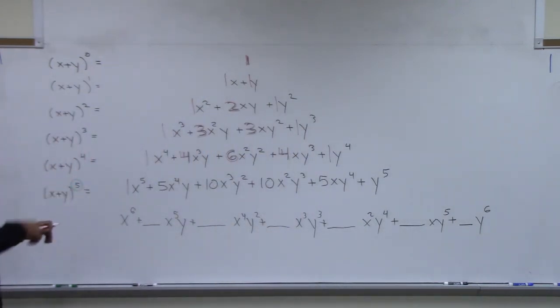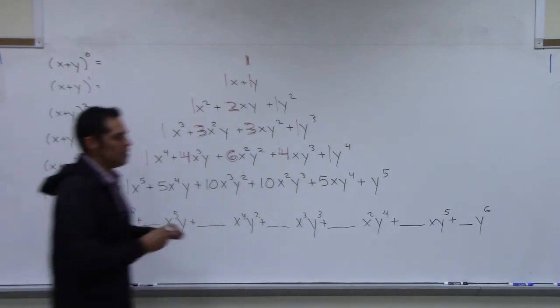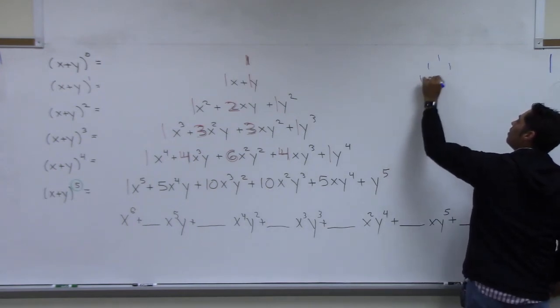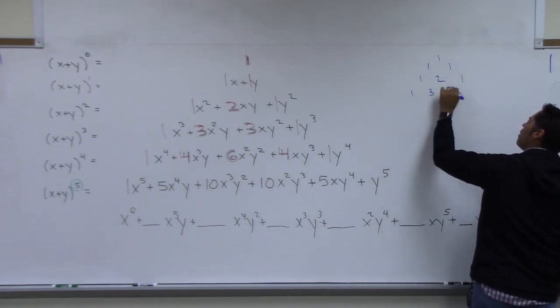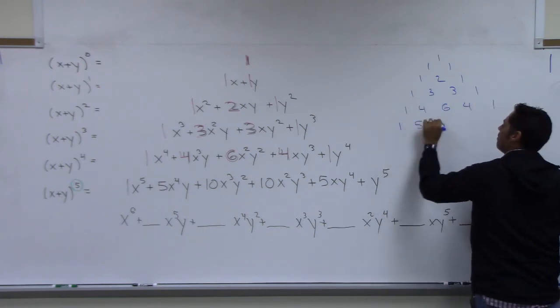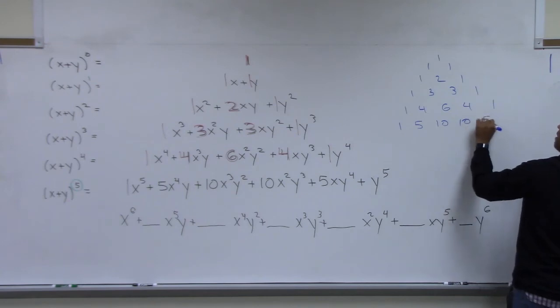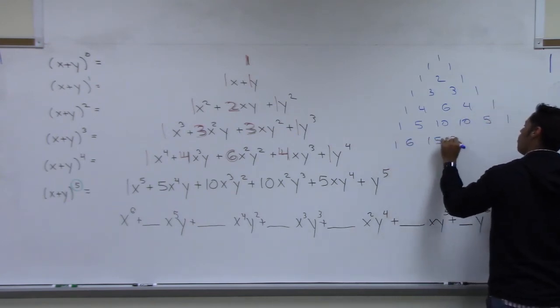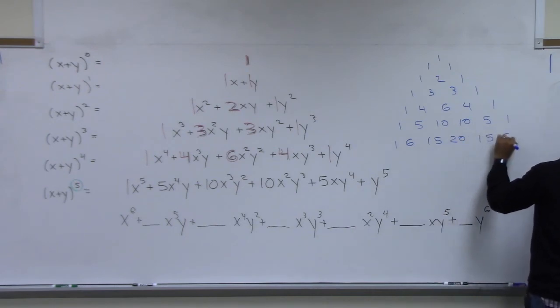Now what I'm going to do is next to this, I'm going to write those out again, but without all the variables there, without all the x's and y's. I had a 1, and then I had 1, 1, then 1, 2, 1, 1, 3, 3, 1, 1, 4, 6, 4, 1, 1, 5, 10, 10, 5, 1. Yes, 1, 6, 15, 20, 15, 6, 1.